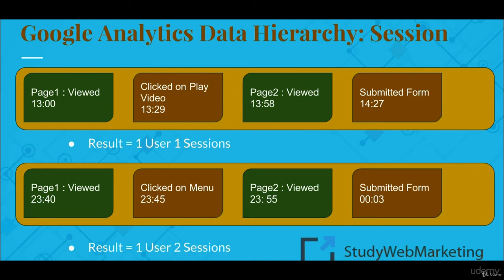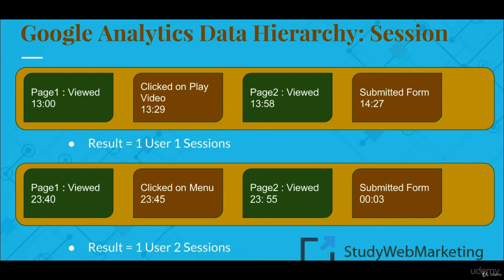And the fourth action, which is form submission, happened at 14:27, which is again under 30 minutes, 29 minutes from the last known action. So this session, which started at 1300 hours, will last till 14:27 because there is no 30 minutes of inactivity during any of these actions, and will result in one user and one session. Now let's take one more example.